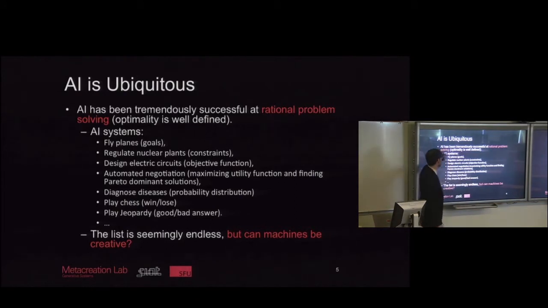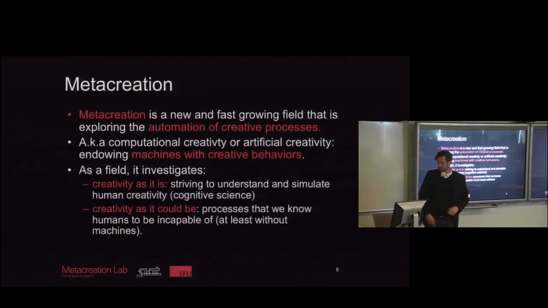Those are all rational problem solving, and they're very rational-oriented tasks. What about creative tasks? That's really the idea of meta creation, to look at the practice and theory of automating creative processes. Sometimes this field is called computational creativity. Sometimes we talk about artificial creativity. But in general, the idea is always to try to endow machines with creative behaviors.